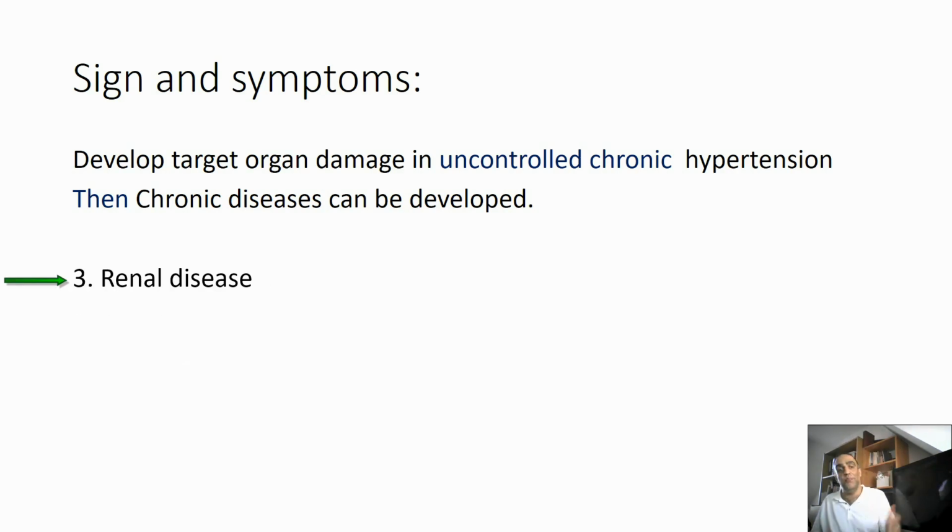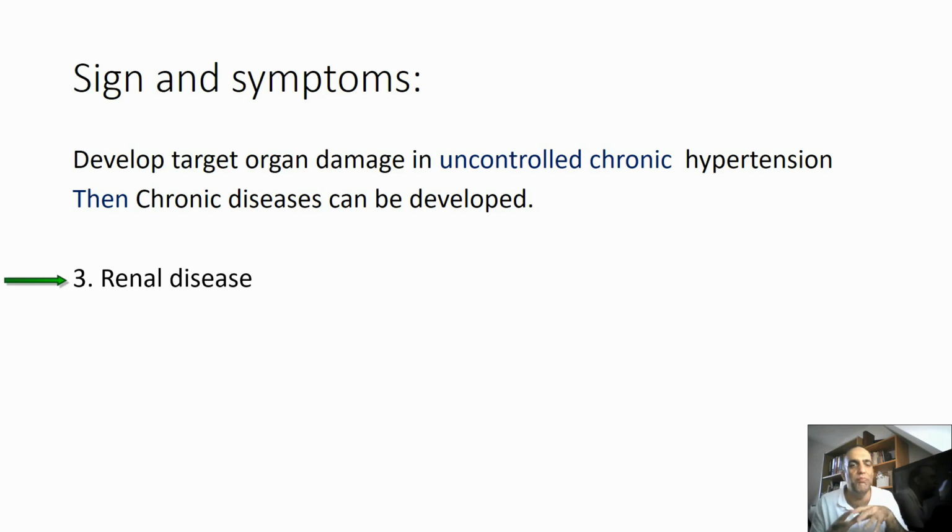And the third disease: in chronic hypertension we can see renal disease. As you know, the kidney is responsible for the volume of the blood, and it controls the volume of the blood. Also, the kidney can produce some hormones like renin, responsible for hypertension. In this situation, renal disease can also be because of the tubular or nephron.